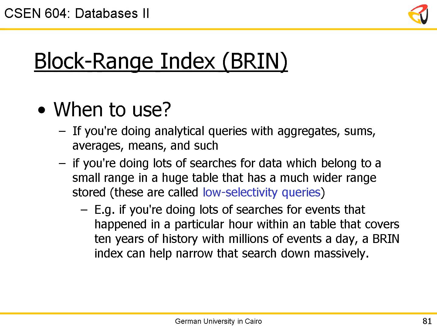I'm going to start with the second bullet in this slide. Let me read it. It says if you're doing lots of searches for data which belongs to a small range in a huge table that has a much wider range stored. What's the story here? I have a range of values, let's say from 1 to 1 million. But I am running lots of queries that pick a very small, narrow range within this big range. Most of the time I'm running queries that will return only, say, 100 or 200 consecutive rows out of the million.